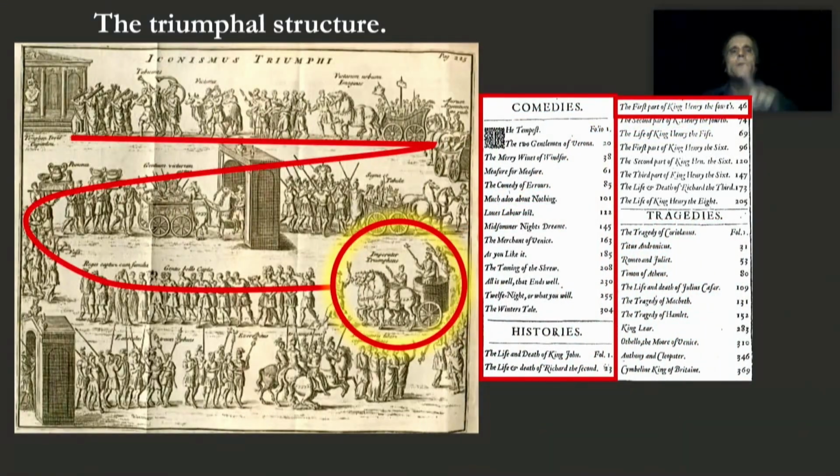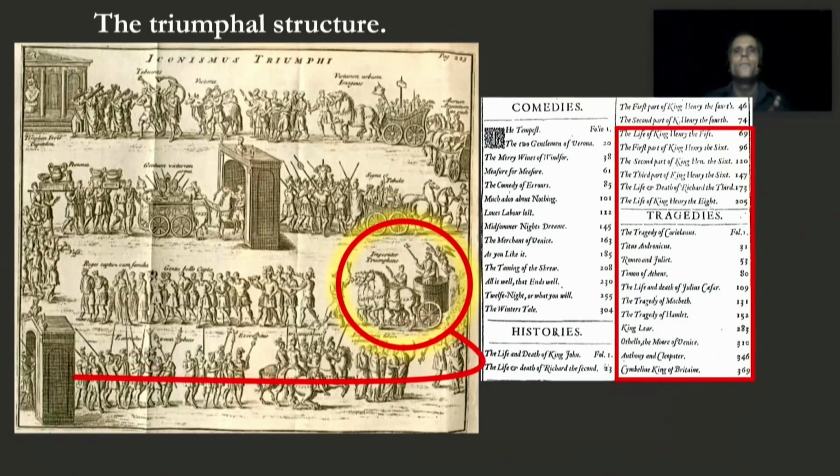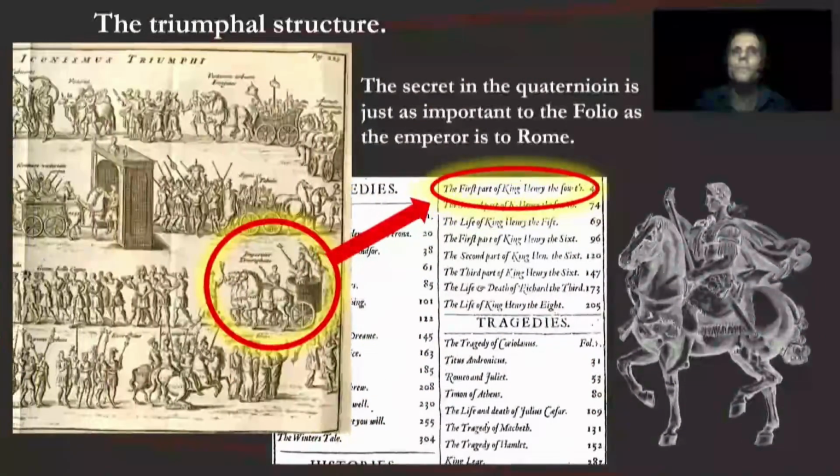The first 17 titles represent the spoils and captives of war. The second 17 titles represent the generals, soldiers, and notable citizens who supported the emperor. The secret in the quaternion is just as important to the first folio as the emperor is to Rome.